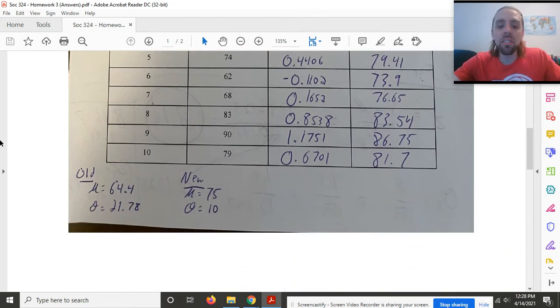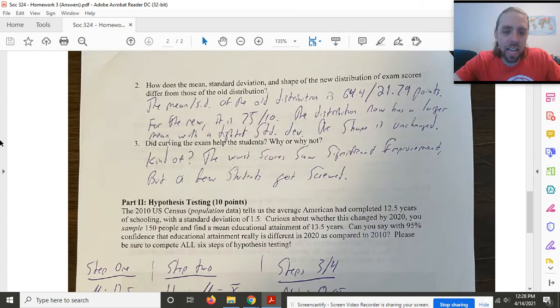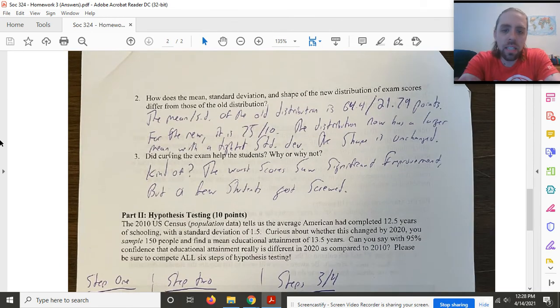So what happened to our distribution? Well, now we have a mean of 75 and a sigma of 10. So how does the mean, standard deviation, and shape of the distribution differ? Well, for the new, it's got a much larger mean. That was the entire point of doing the curve, and it has a tighter standard deviation. The shape, however, is going to be unchanged. And that was the benefit of using the z-score.